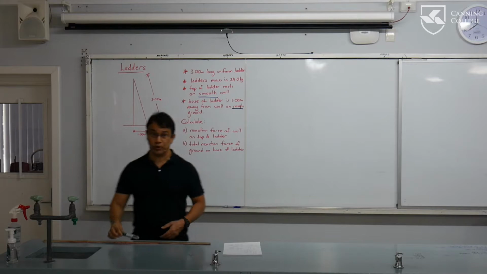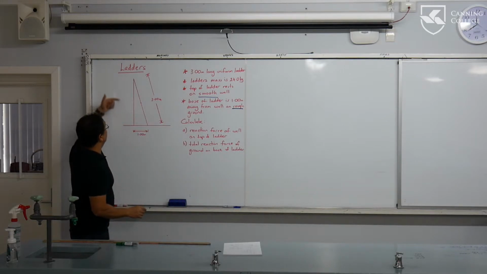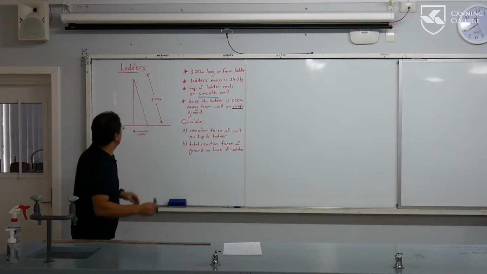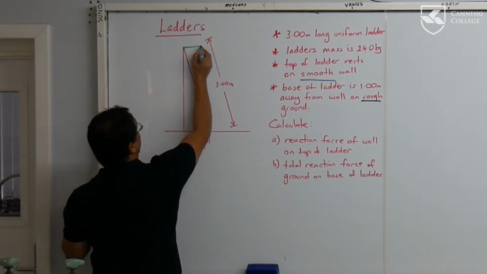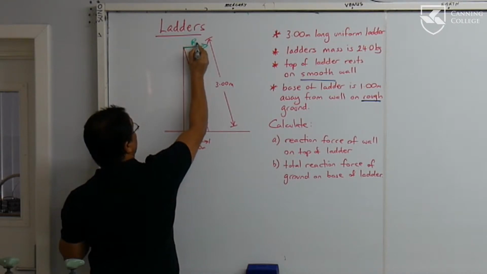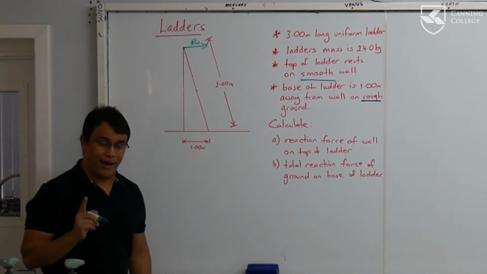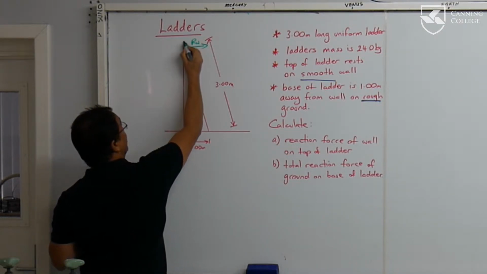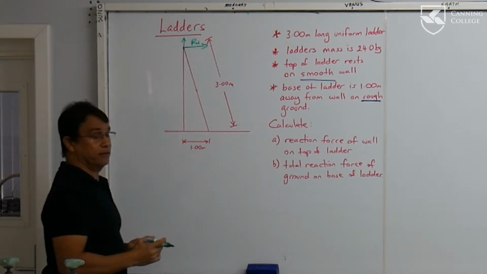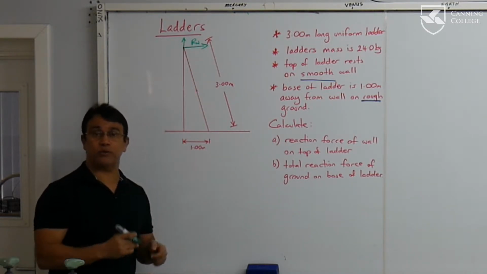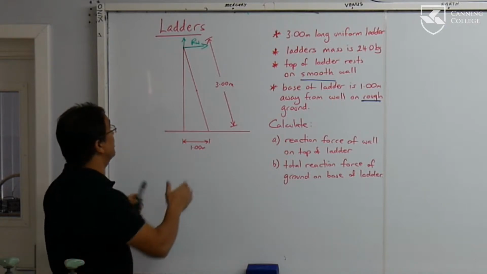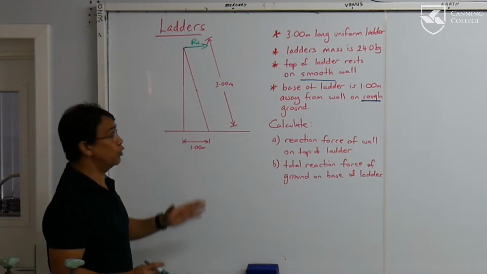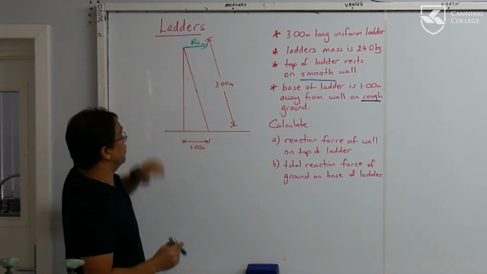Now the wall can do one of two things to the ladder. It can provide a perpendicular reaction force away from the wall, and I'm just going to label that RW. And if the wall was not smooth, there'd also be a frictional force stopping the ladder from sliding down the wall, in the opposite direction to which the ladder would normally move. Okay, but I'm going to get rid of that because we are told that the wall is smooth. No frictional force between the top of the ladder and the wall.